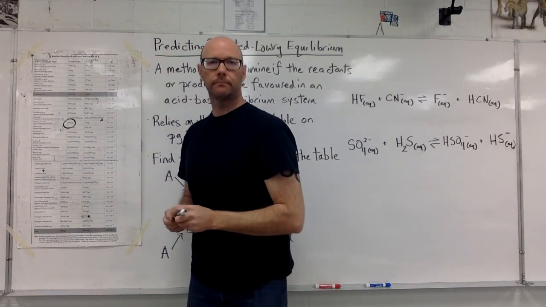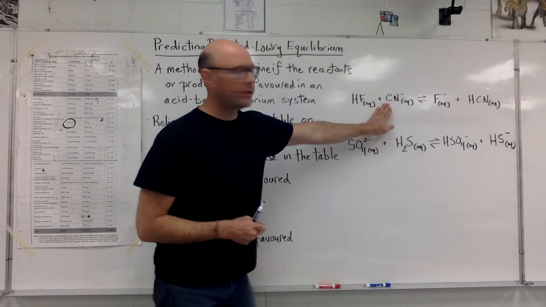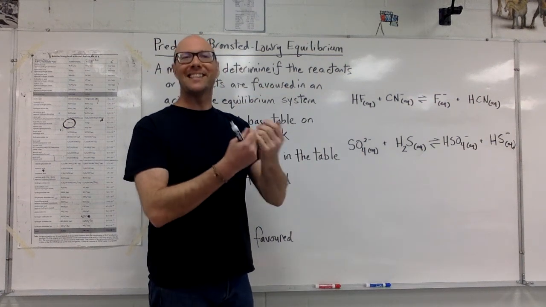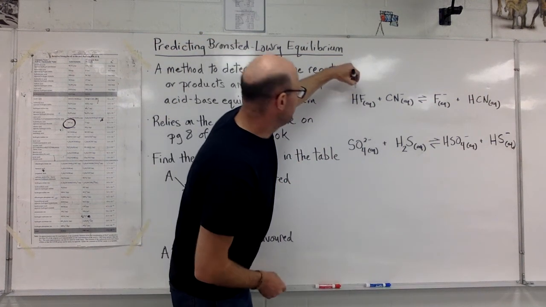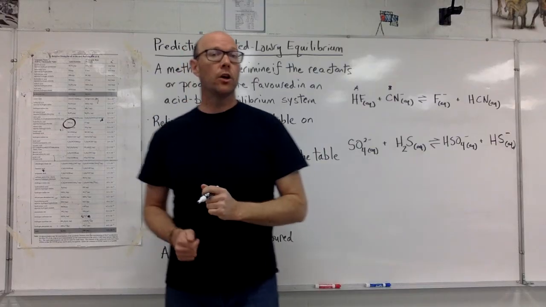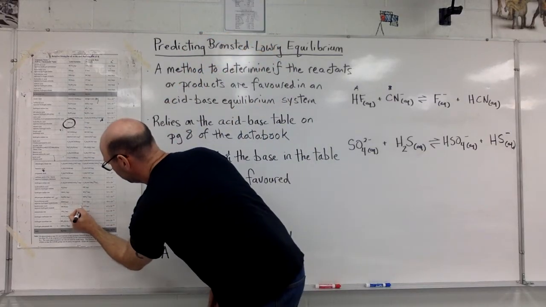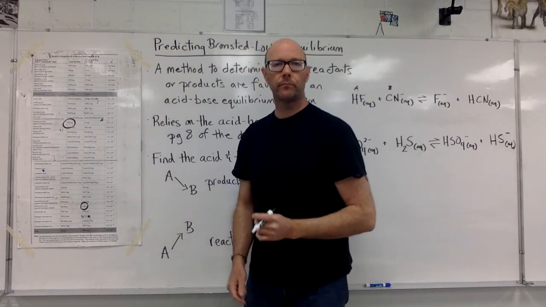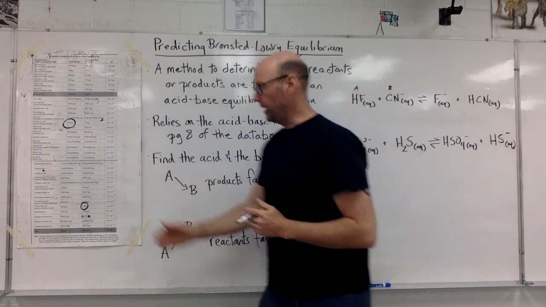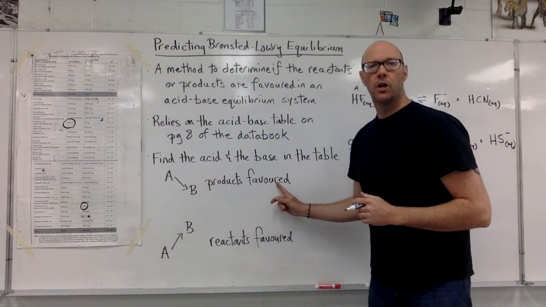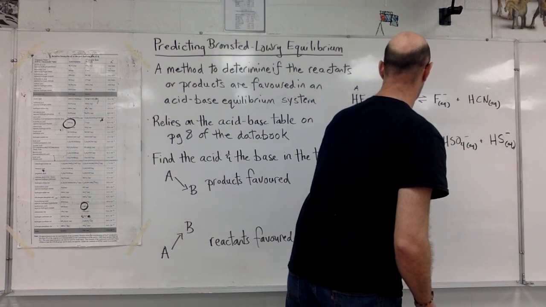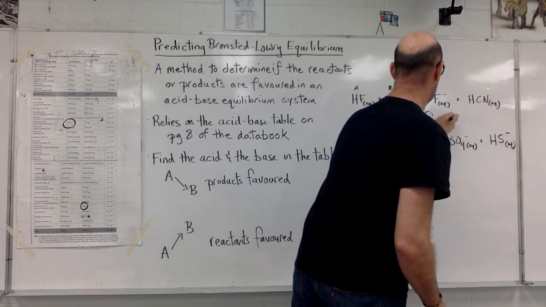it's right there. Then I have CN minus turning into HCN. The cyanide ions gained a hydrogen ion, accepted a proton, it's the base. This is the acid, this is the base. I need to find those cyanide ions here on the acid-base table. There they are. Now, the acid, HF, is higher up on the table than the base. If the acid is higher than the base, the products are favored. Here, the products are favored.